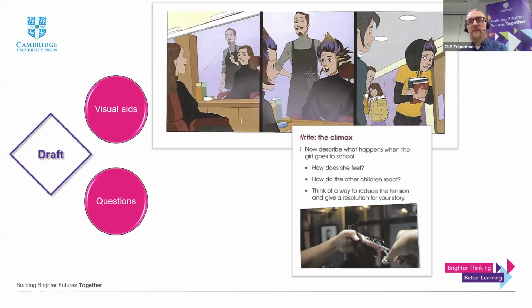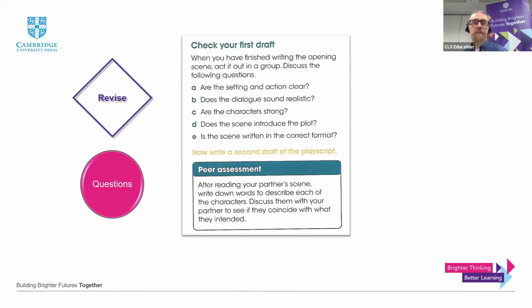So at the end of the story, we've got to the third picture there where the girl goes to school, and so using questions, asking them, how did she feel? How do you think she feels? The character that you've developed, how does she feel? How did the other people react to her? And questions help them get ideas for their story. And also use questions to get students to be revising their first draft.